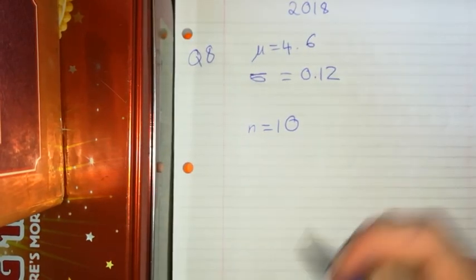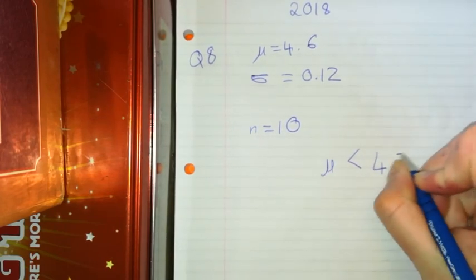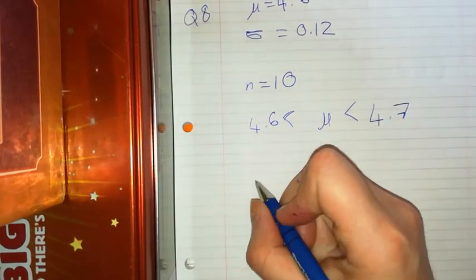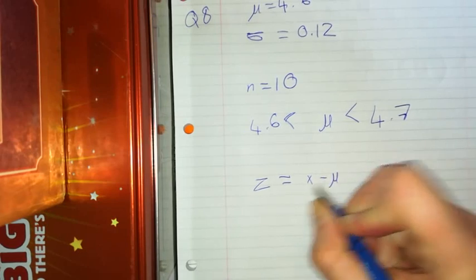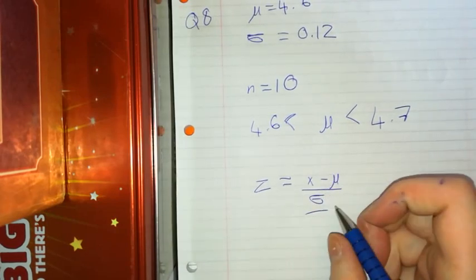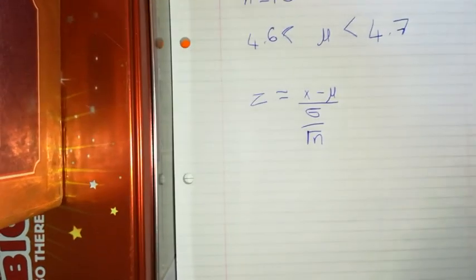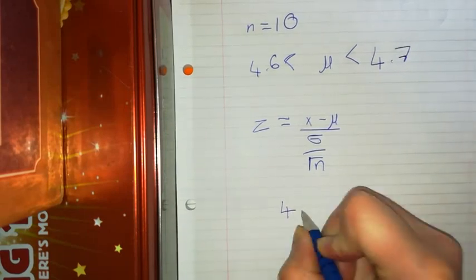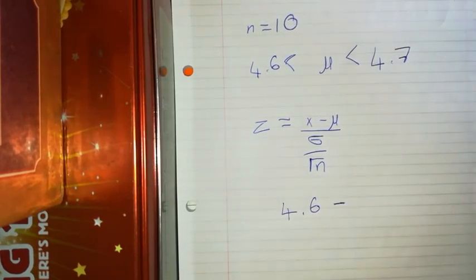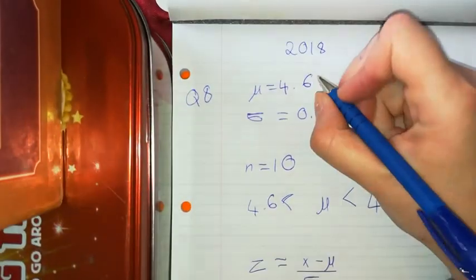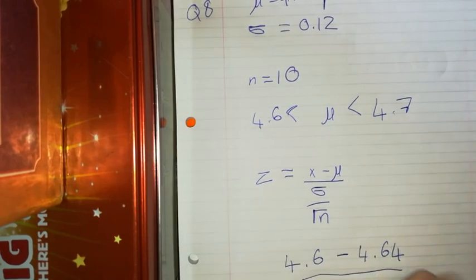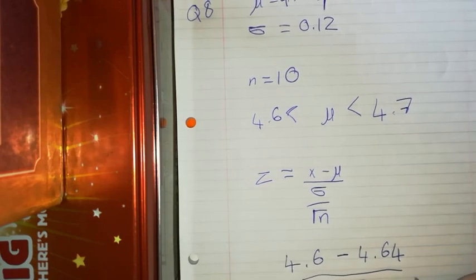So you want the probability that the mean weight is between 4.7 and 4.6. To do this, I'm going to have to get z values. So my formula for z values of the mean is x minus mu over, and I have to put it over the square root of the sample size as well because it's the mean. So I'm first going to have to put in 4.6 and then 4.7. So 4.6 minus, my actual mean was 4.64 here, so that should be 4.64, over the standard deviation, which is 0.12, and then the square root of the sample size, which is the square root of 10.